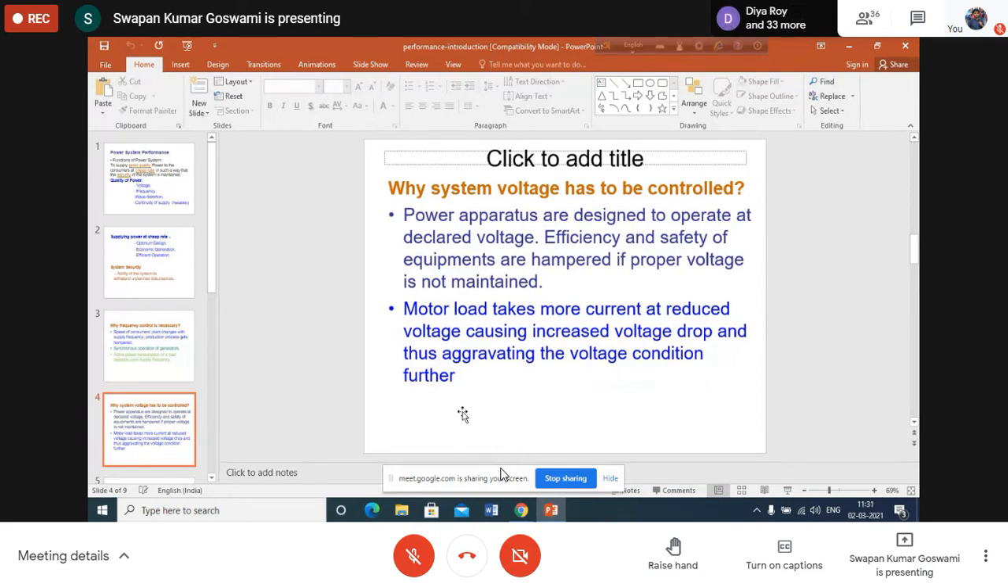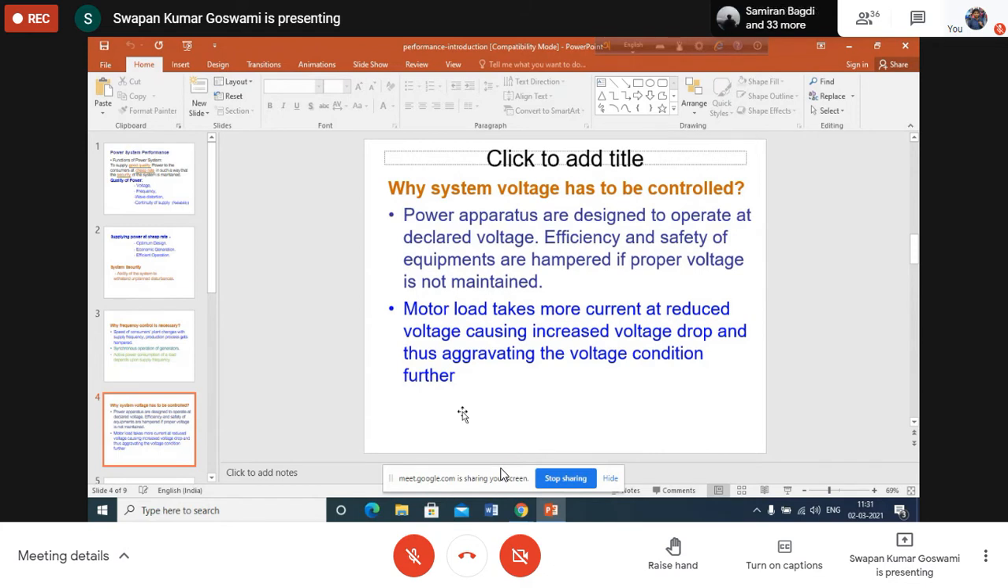So what will happen? If you cannot maintain the voltage, then say somehow the voltage increases compared to the declared value, then your equipments, which are designed to be operated at rated voltage, now operate at a voltage higher than the rated voltage. What will happen? There will be more voltage stress on the insulation of the equipment. As a result, insulation will get damaged. So, life expectancy of the equipments will be hampered because of the inability of your system to maintain voltage.